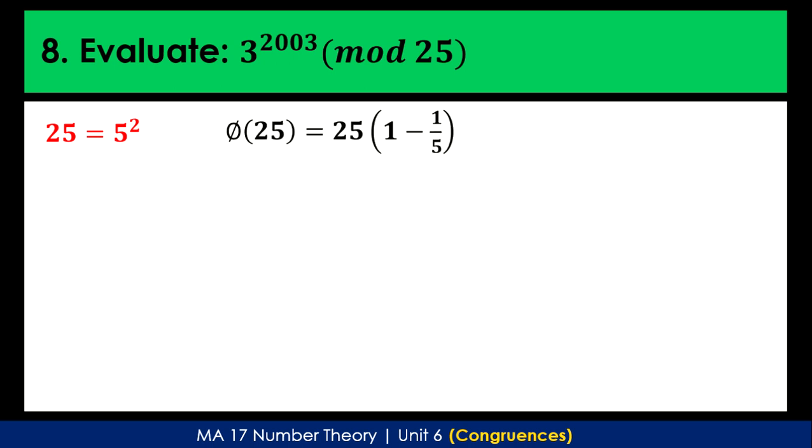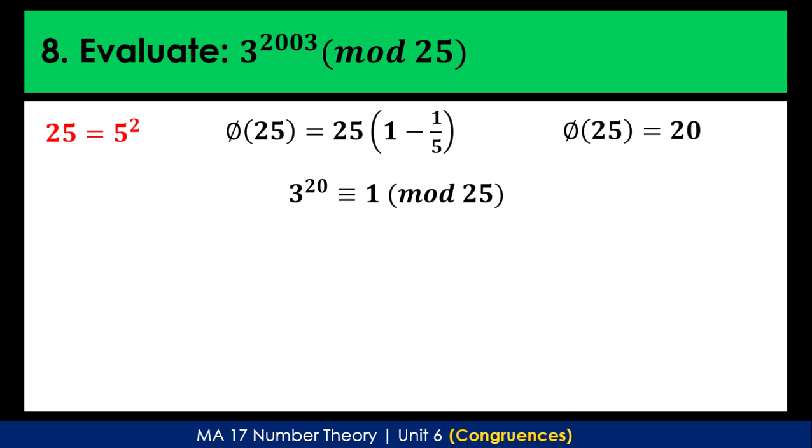So with that, we'll have 25 times the quantity of 1 minus 1 over 5. Again, no need to repeat this 1 minus 1 over 5, just once. If we simplify that, that is 20. Then we can use that again as our exponent. So we'll have that 3 raised to 20 is congruent to 1 modulo 25.